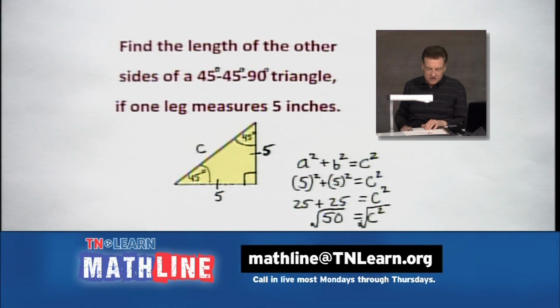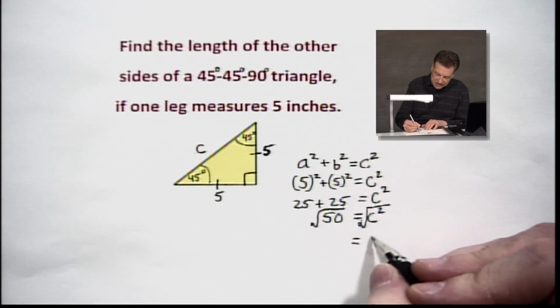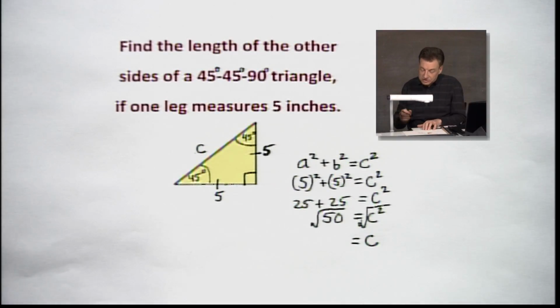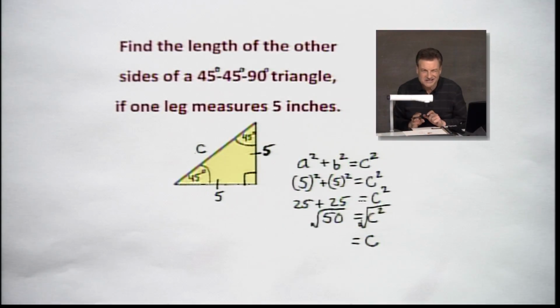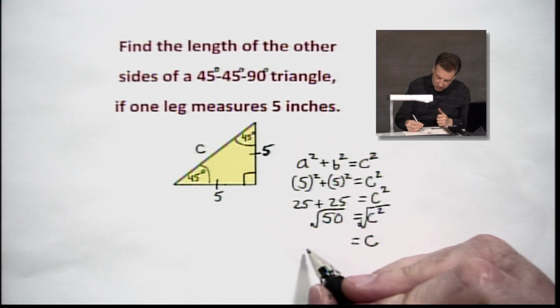Seems to me like we're going to take the square root of c squared. Well, how about it? That gives us c. That's what we're after, because we weren't worrying about what c squared is. We want to know what the actual length, that hypotenuse, is. That's where we're going. So we think 50.